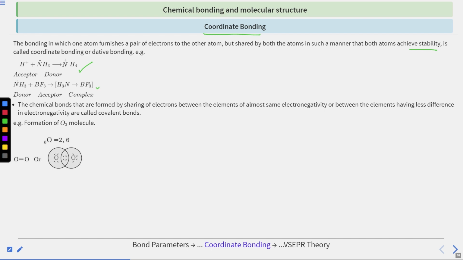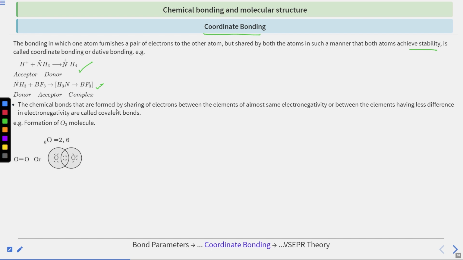The second reaction is this, in which ammonia, having a lone pair on nitrogen, reacts with BF3 and forms a complex compound NH3BF3, in which a coordinate bond is formed. Here the donor is NH3 and the acceptor is BF3, and they form a complex by sharing electrons between them, forming the coordinate bond.